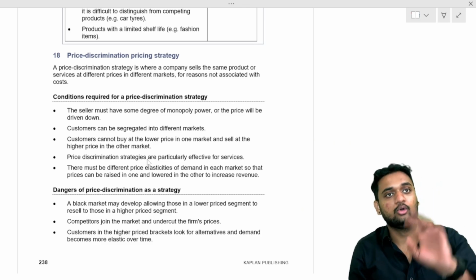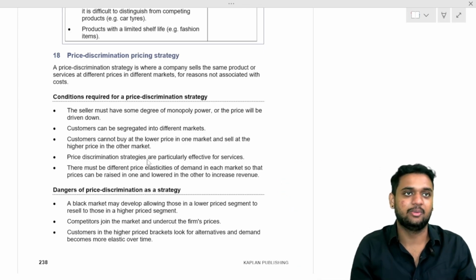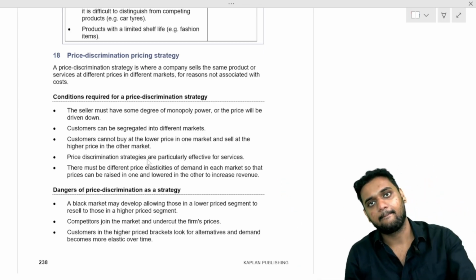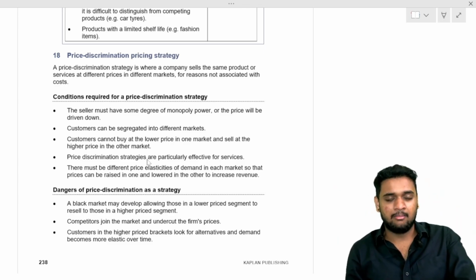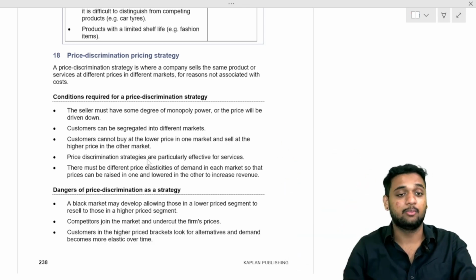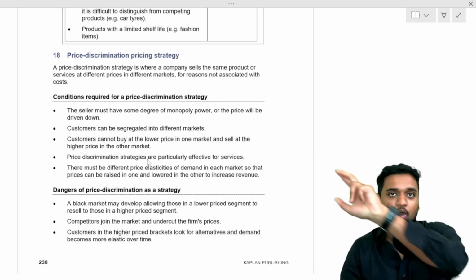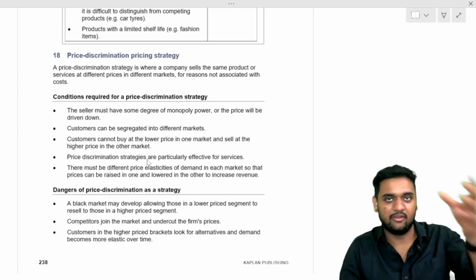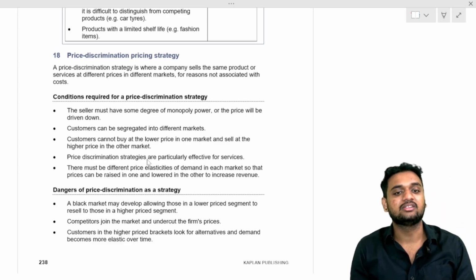So customers should not be able to do that. Here they can't, because if they do, import tax will be charged. So what is the first point? They should have some degree of monopoly power. Second point, customers can be segregated in different markets. Third point, they cannot buy at a lower price in one market and sell in another market. If they do that, eventually the price will become equal. Fourth is, this will technically be effective only for services.